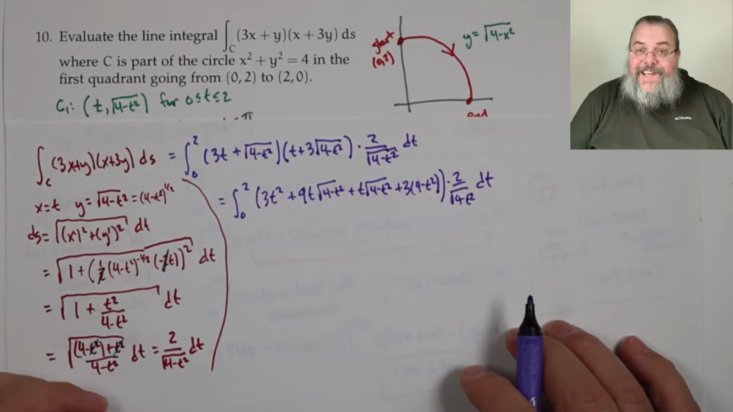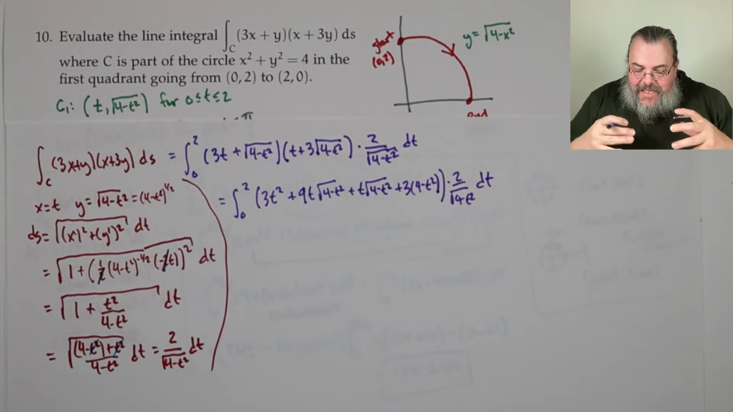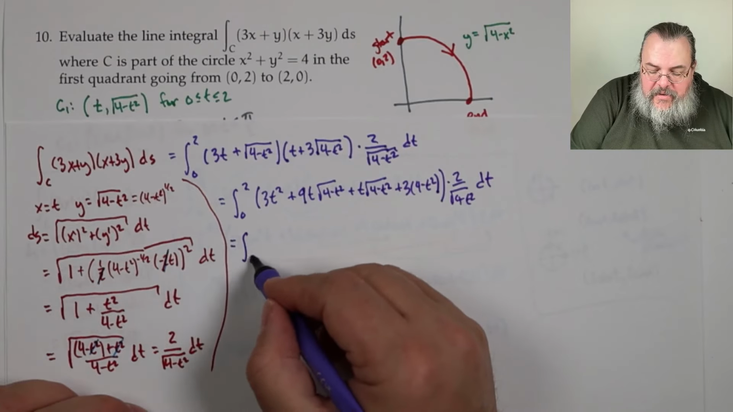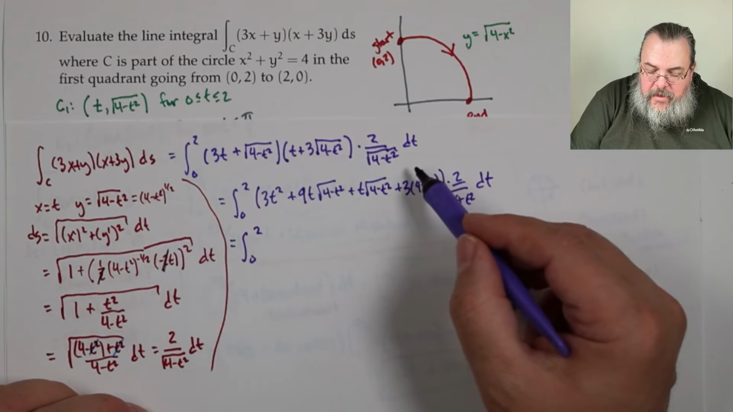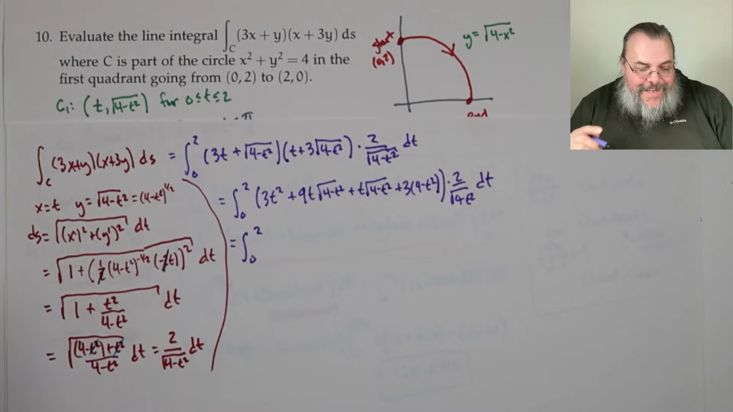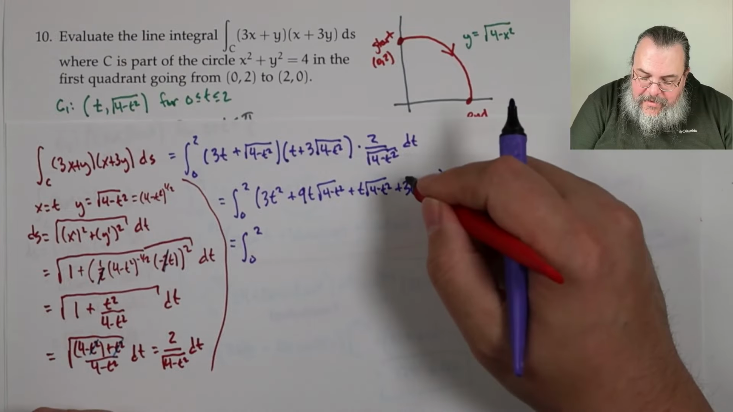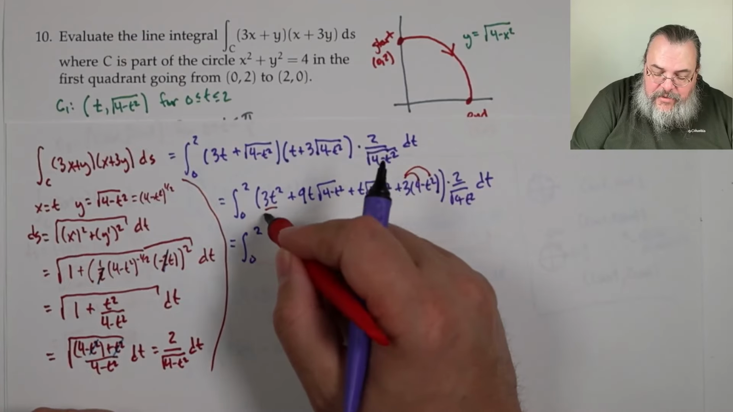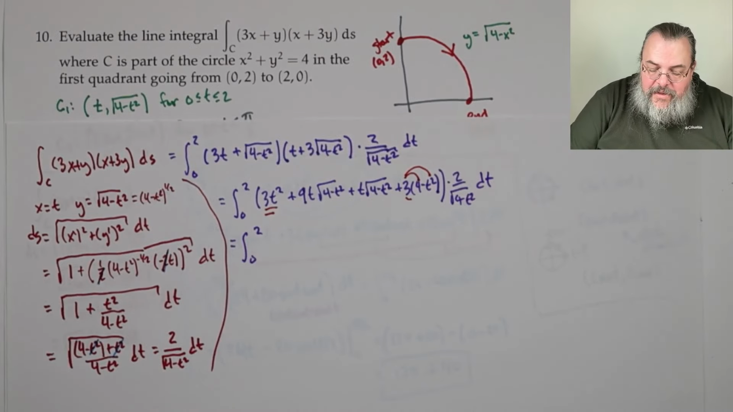Okay, nice. We're making progress. We can start gathering things together. So this becomes the integral from 0 to 2. Check this out. This is cool. Notice here, that's 12 minus 3t squared. That's a 3t squared, that's a 3t squared. So those cancel.